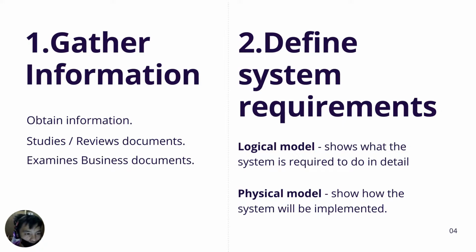Gather information is to obtain information, study and review all documents, and examine business documents for their past services. Second, define system requirements. There's a logical model that shows what the system is required to do in detail, and the physical model shows how the system will be implemented.